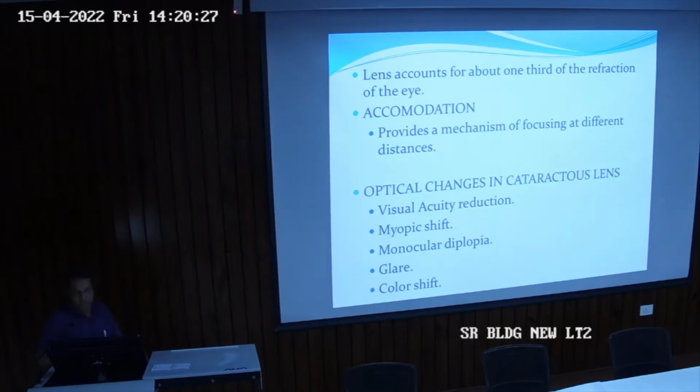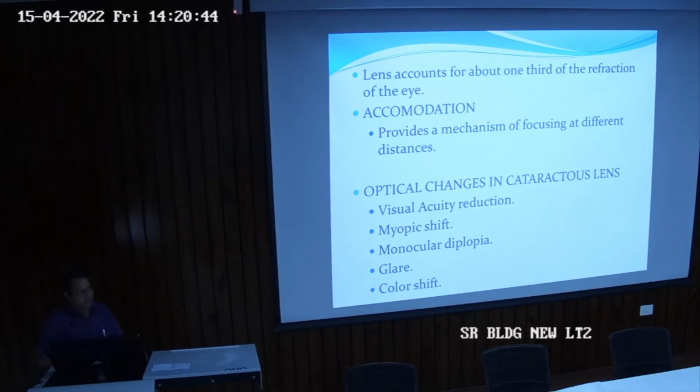While we are seeing a distant object or an intermediate distance or near object, accommodation will act when we see the near objects. Okay. Optical changes in the cataractous lens: when the cataract will occur in this crystalline lens.